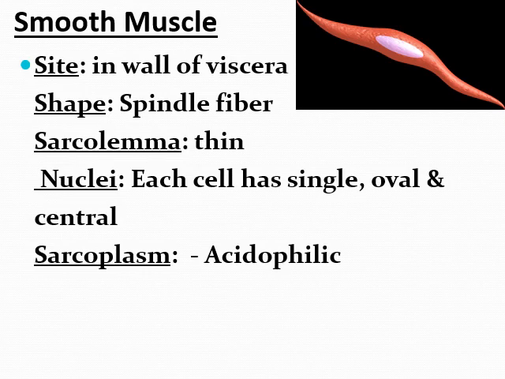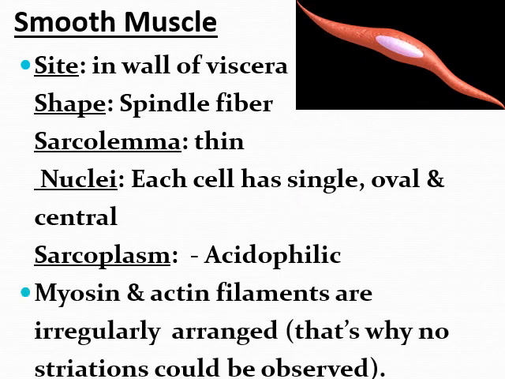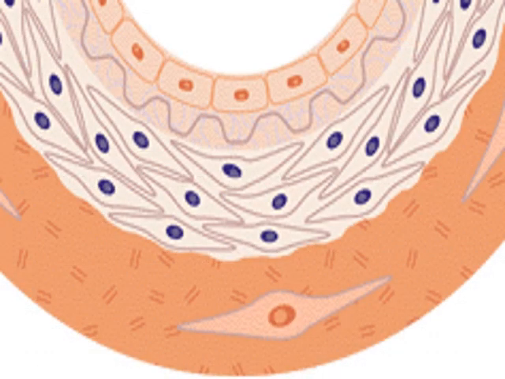Smooth muscle is present in the wall of the viscera, spindle in shape, with a central single oval nucleus. The cytoplasm is acidophilic. Why does it appear non-striated? Because the actin and myosin are irregularly arranged. That's why I cannot see striation. Diagram showing smooth muscle, spindle in shape with a central oval single nucleus.